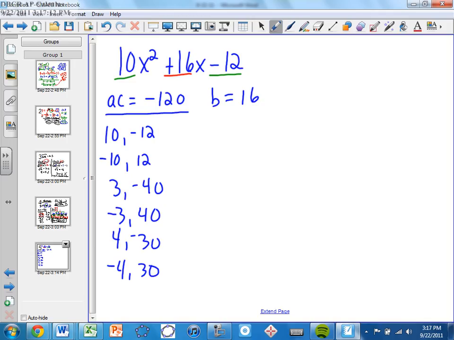Oh, I understand, but we're trying to multiply to get negative 120, right? So negative 21 and 5. 21 and 5 is 105. Let's list more. We got 20 and negative 6, or negative 20 and 6. That's close, but that doesn't work, actually. What do they add up to? Don't they add up to 14 and negative 14?